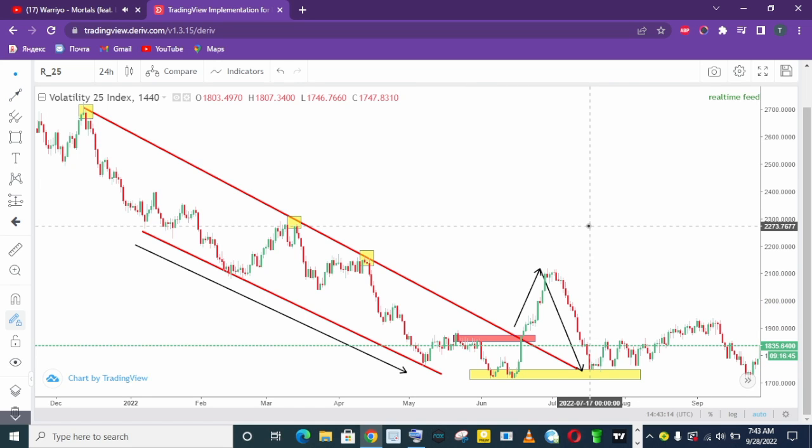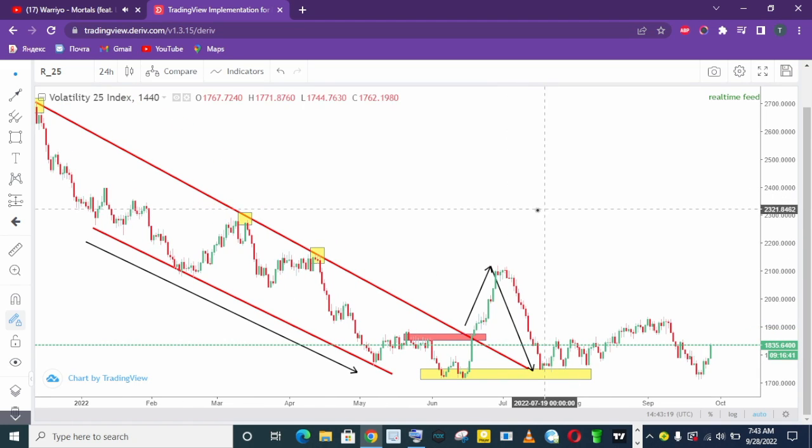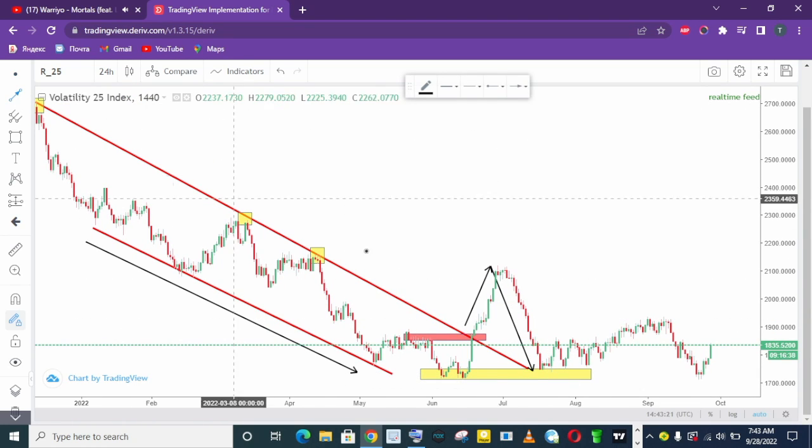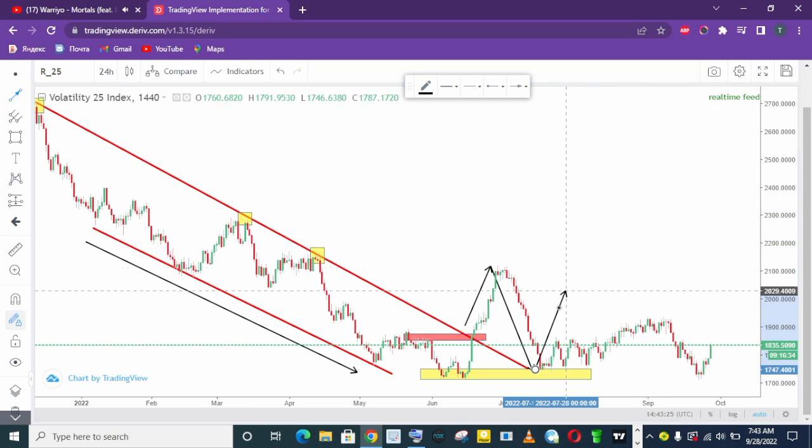But there's something that happened, guys. We were expecting that whenever price reached this zone here, this retest, price was supposed to bump all the way up here like this, but it didn't do so. What happened here is that the price started ranging at this zone here, as you can see, guys.